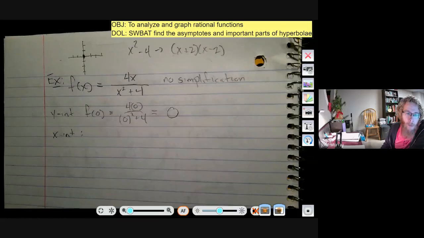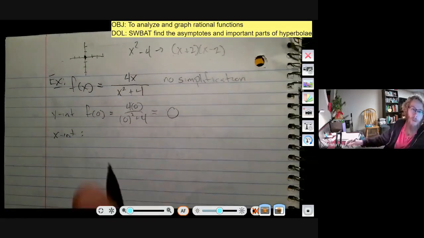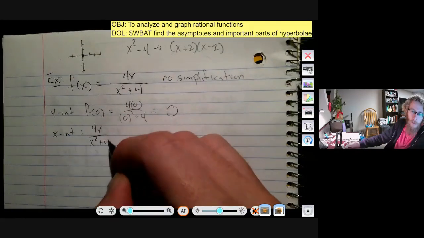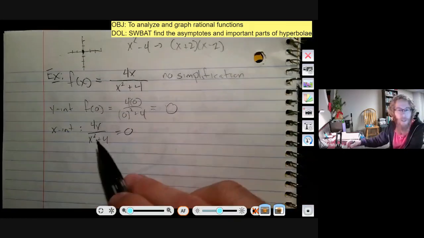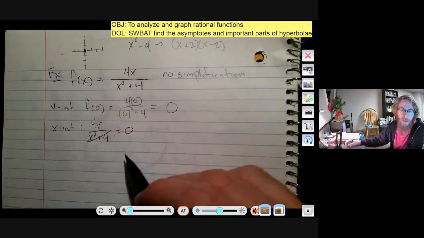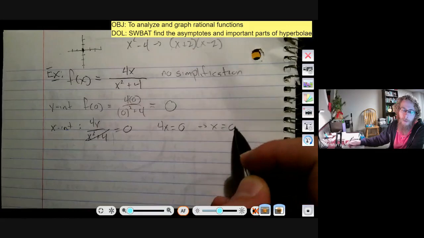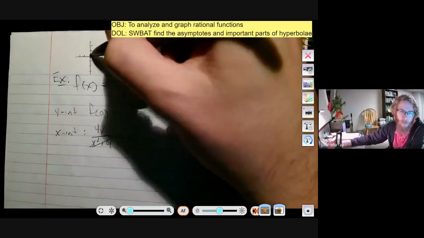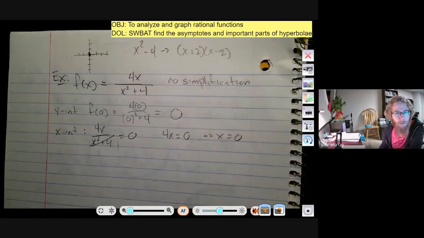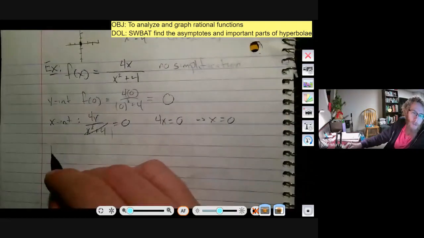Or good point. All right, for the x-intercept, we set the equation equal to 0 and we solve. Again, the denominator doesn't matter. I multiply both sides by x squared plus 4, and I still get 0. Well, I get my x-intercept. I only have one, at x equals 0. So we have the same point that we found for the y-intercept. So not much there.